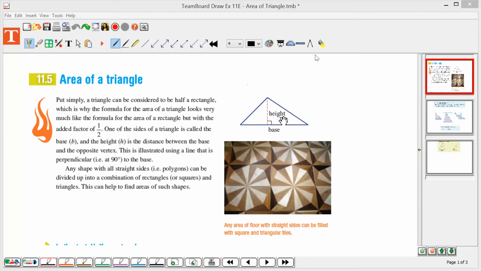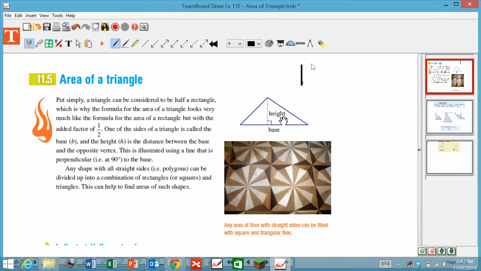Here we go for our next video tutorial, and this one we are looking at, I believe it's exercise 11E, which is area of a triangle. And again, I know how you love short video tutorials. Well, I reckon this will be a short video tutorial because this stuff is pretty easy.